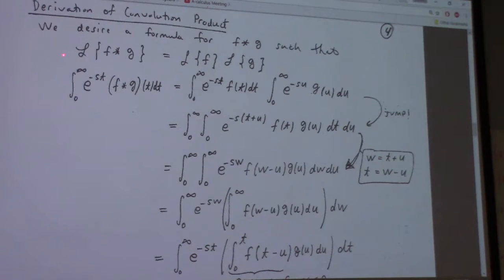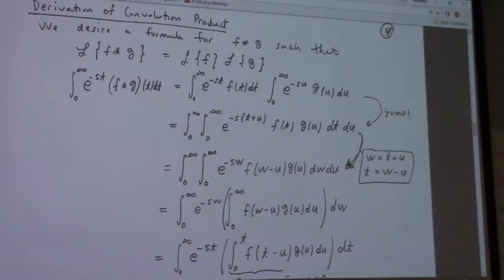Basically, this is the thing. We want a formula for, like, the Laplace transform of a function times another function, just plain multiplication. It's not the case that the Laplace transform of f times g is equal to the Laplace transform of f times the Laplace transform of g. That's just not how it works.